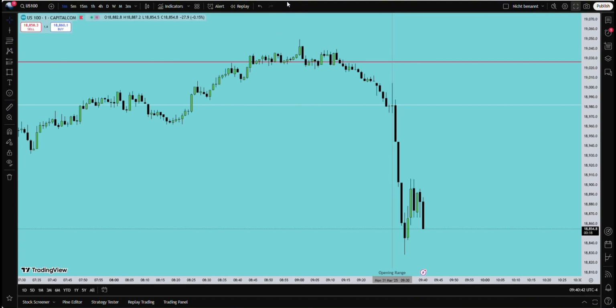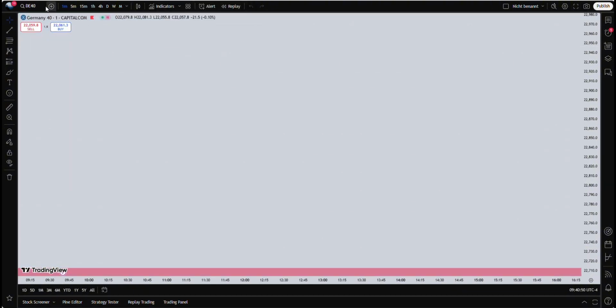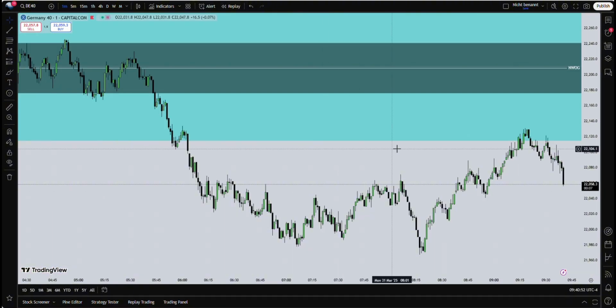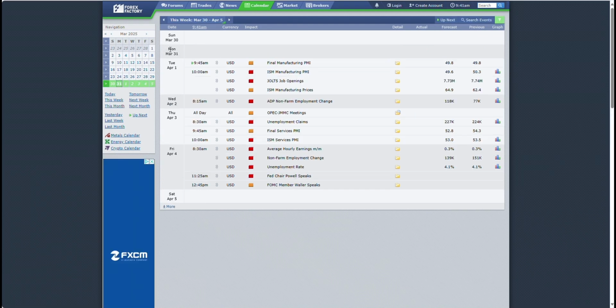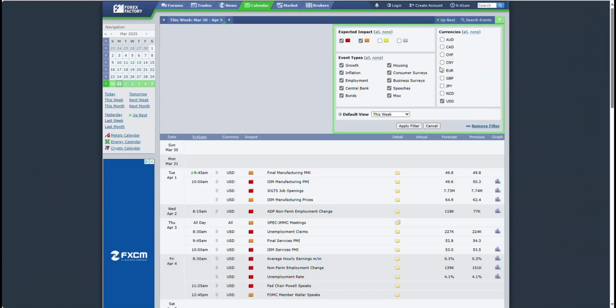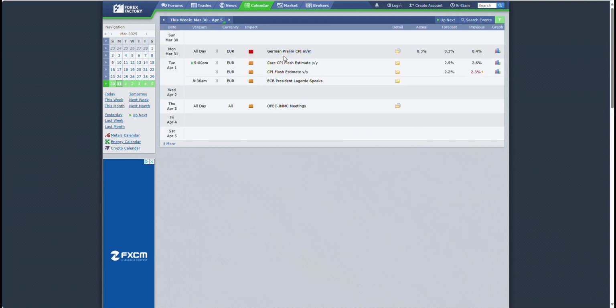Well, today I took a trade, and I didn't take the trade on the US 100 as usual. I took the trade on the German 40, on the DAX, because, well, I can explain it to you guys. You can see here on forexfactory.com that today we had no news for the US dollar. So here we can see Monday, there's no news today. So I switched to the euro, and we can see that we had high impact news drivers. So today is the German CPI and it goes all day long.